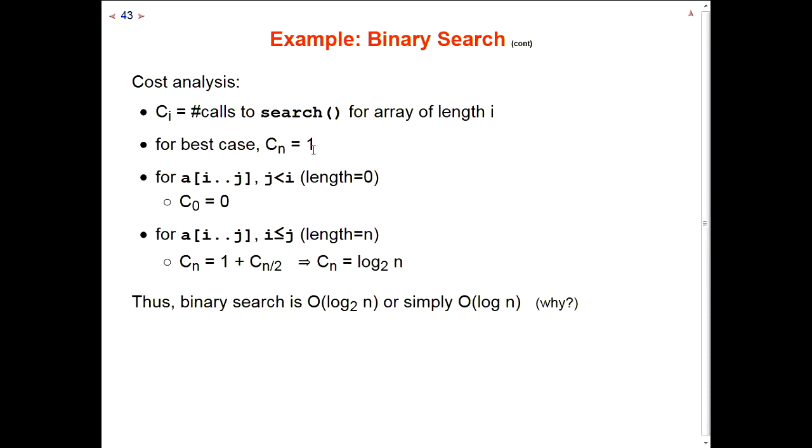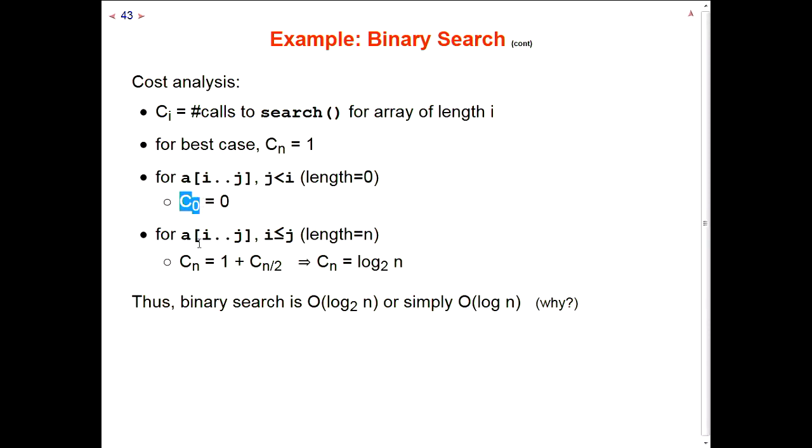Very good, very easy. If we have an array search window from i to j, and j is actually smaller than i, so our search window is empty, then we don't have any recursive call. We had that condition that said we can jump back immediately with false. So if we have 0 elements in our search window, there's no cost because there's no recursive call to search.